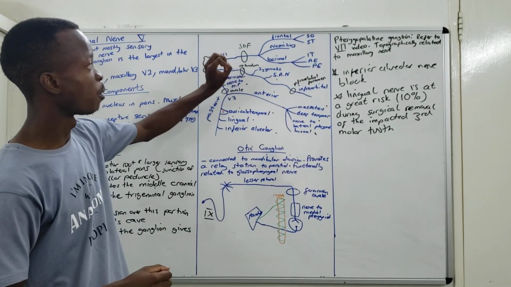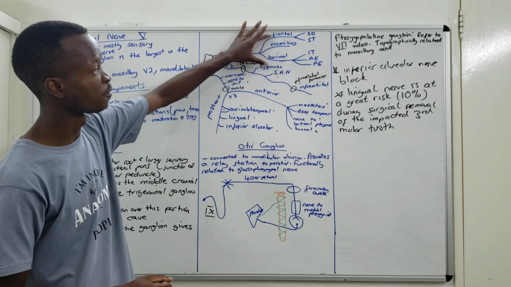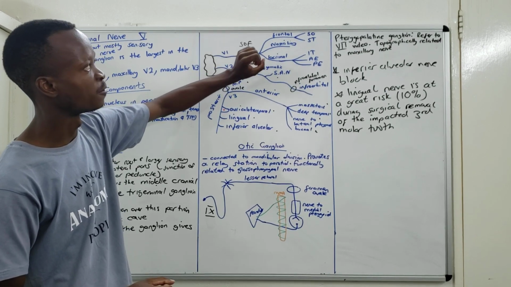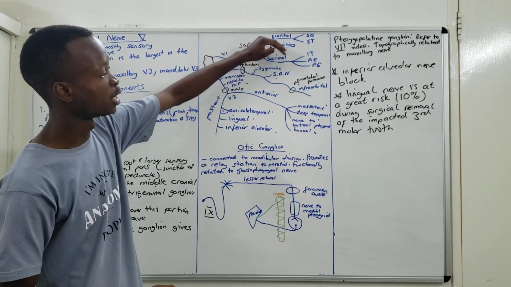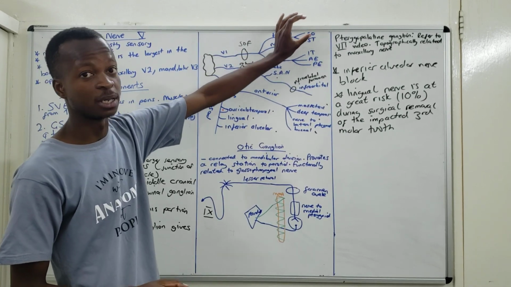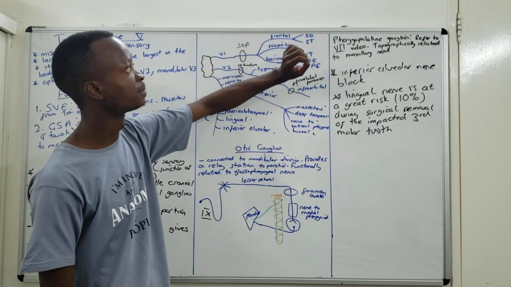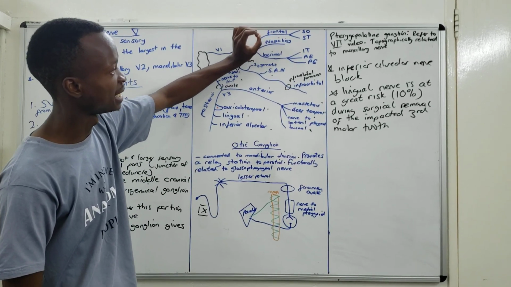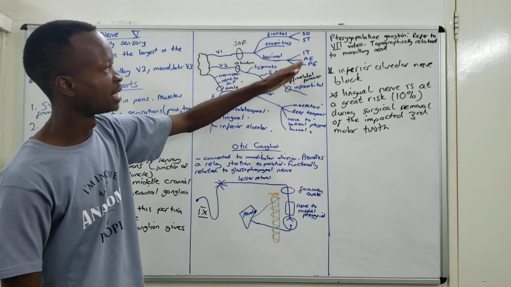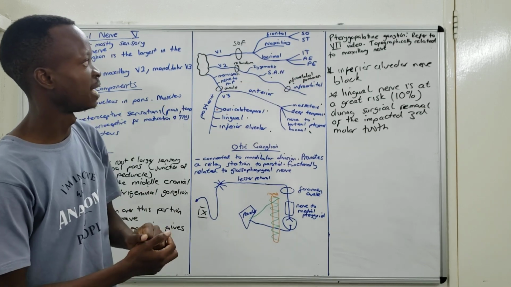So from V1, we get 3 main trunks, which are going to be the frontal nerve, the nasociliary nerve, then the lacrimal nerve. From the frontal nerve, you get a supraorbital and a supratrochlear division, and those are actually going to be purely sensory nerves from V1, and they'll innervate the scalp. Then you also get a nasociliary, then we get the lacrimal. From the nasociliary division, we'll get the infratrochlear, then you also get anterior ethmoidal and posterior ethmoidal nerves.